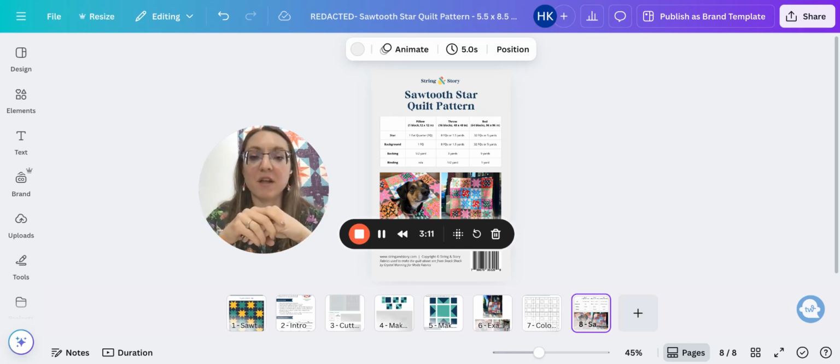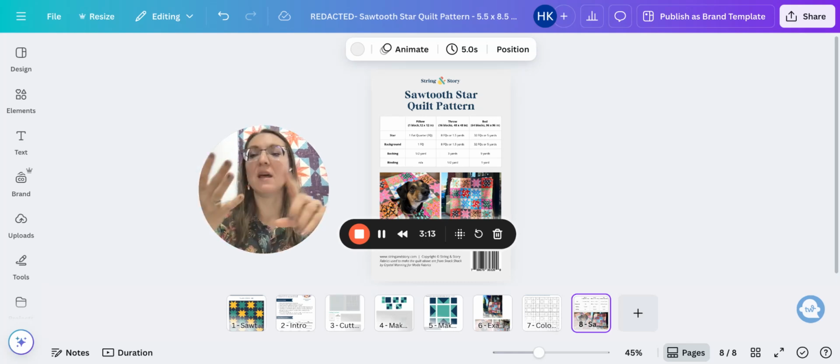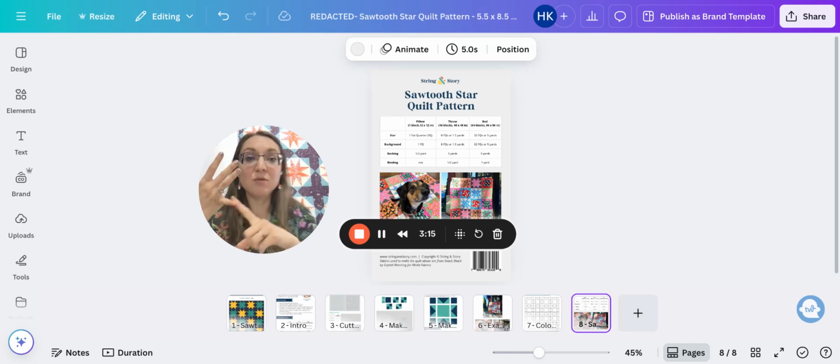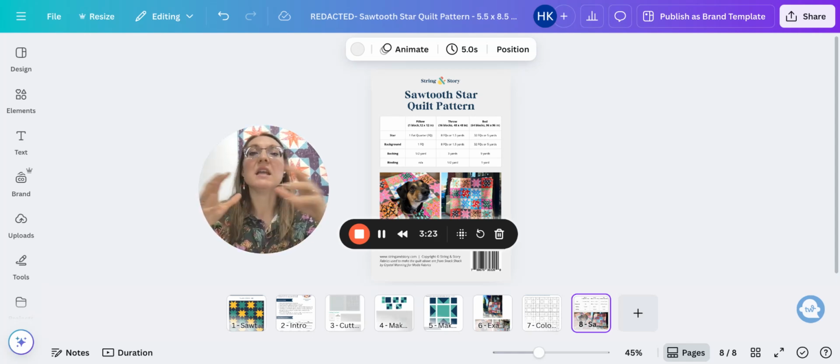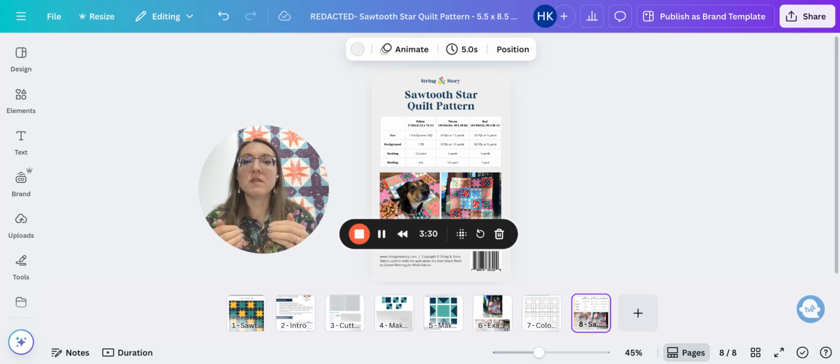Then at the very bottom of that chart, there's usually going to be included a section for how much backing you need. That is the literal back of your quilt, right? And how much binding, which is that fabric that goes along the edge. Most quilt patterns are only going to give you directions for how to assemble the quilt top, but we include the backing and the binding to make it as easy as possible for you to get all the fabric you need to take that quilt to completion.